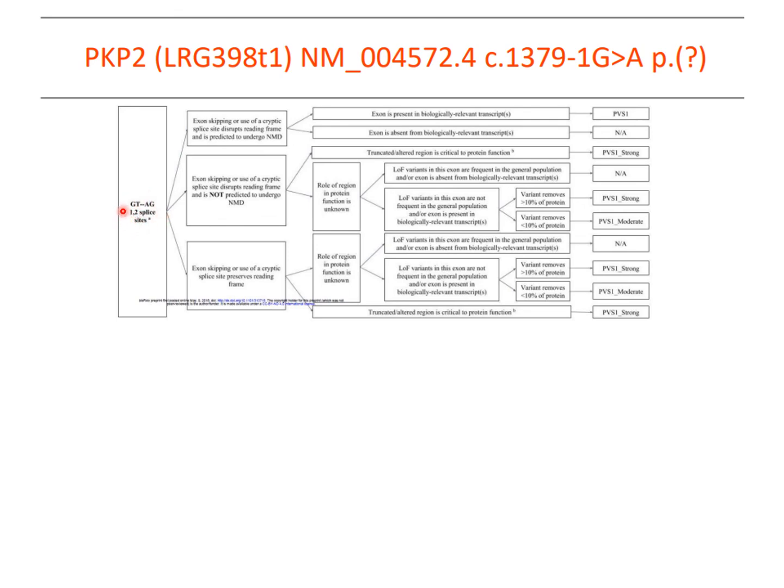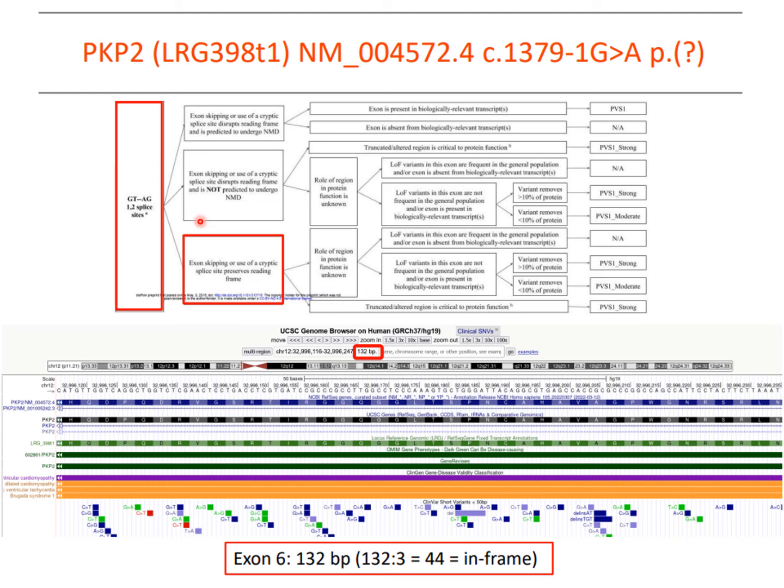It's a canonical splice variant at the +1 or -2 position, and you should ask if it's out of frame or in frame, and whether it preserves the reading frame. How can you answer this question? This is a screenshot from the UCSC browser, but you can use any browser. This is exactly exon 6. You can see the whole exon 6 here.